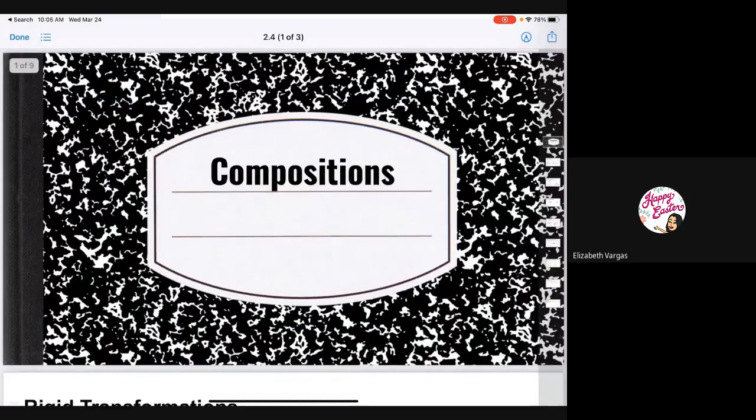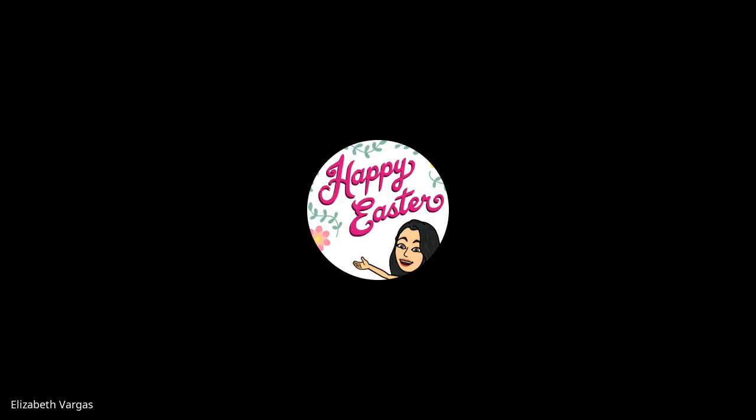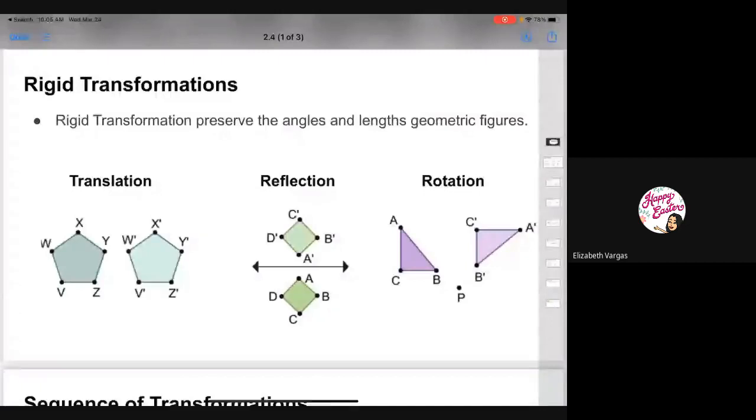Okay, so today we're going to get into compositions. What we've looked at so far is different types of rigid transformations. Remember that a rigid transformation preserves the angle measures and lengths of each geometric figure. So the shape and its size don't change, just the location or the orientation might change. So far, we've looked at three types of rigid transformations: translations, reflections, and rotations.